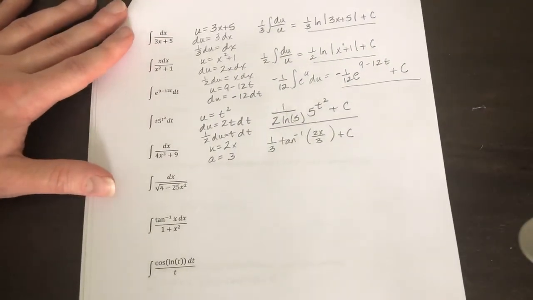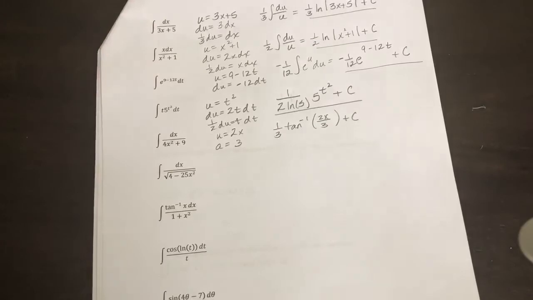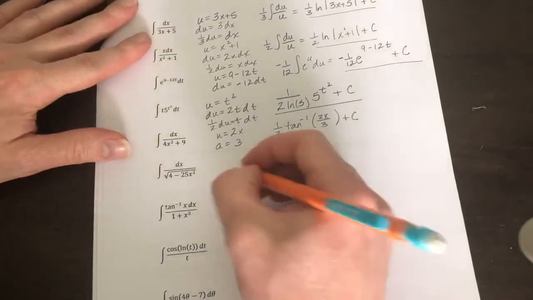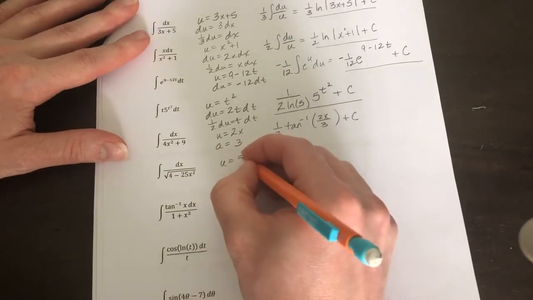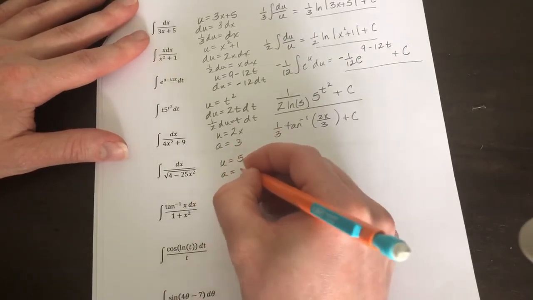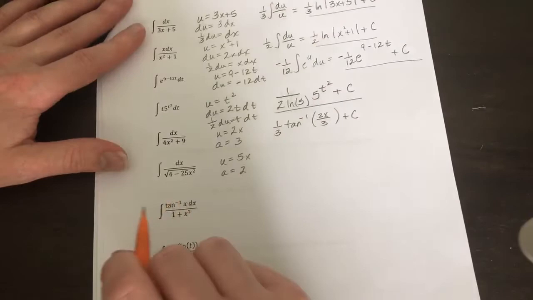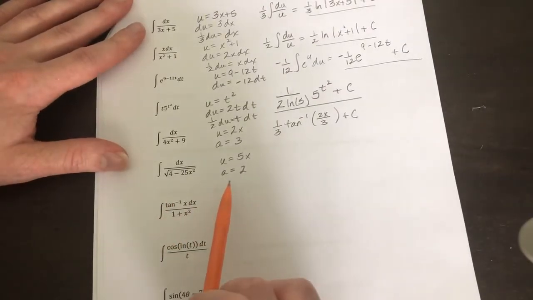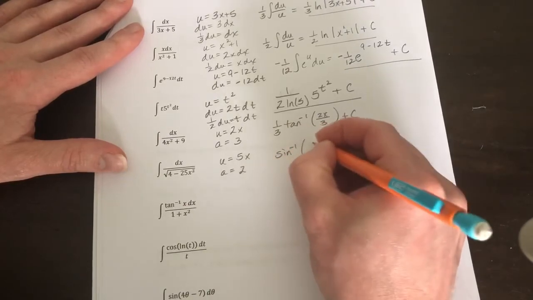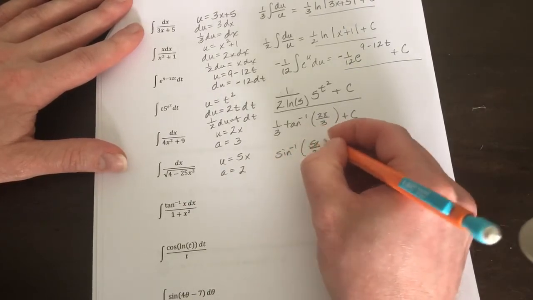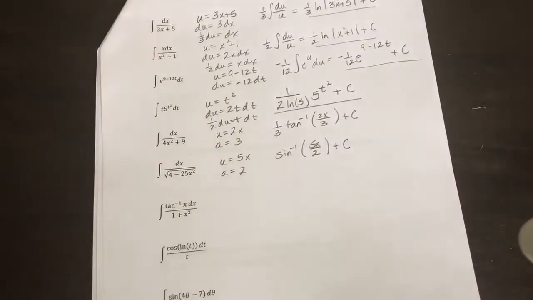Okay, we're going to do the same thing on the next one, but it's going to follow the inverse sine formula. So your u is going to be 5x, your a is going to be 2. Now, on inverse sine, it doesn't divide by the 1 over a in front. So this is inverse sine of 5x over 2 plus c. Inverse sine and inverse cosine are the only ones that don't divide by the 1 over a in front.